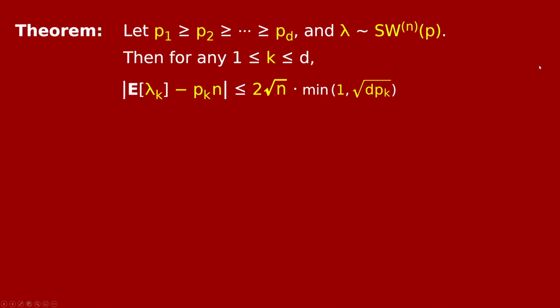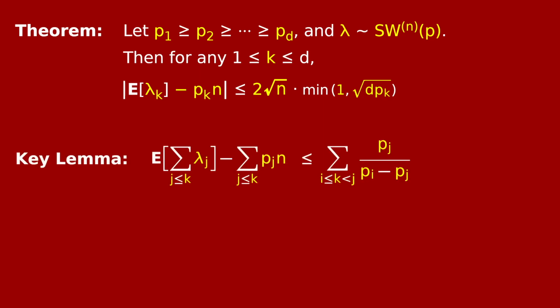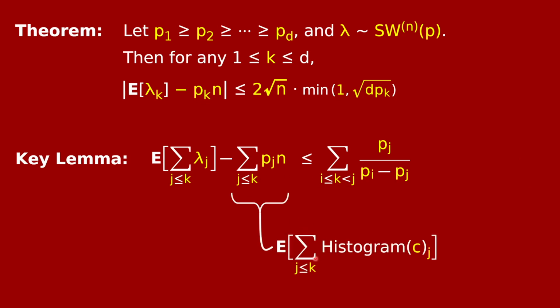Okay, so I'm going to talk about how this is proven using mainly combinatorial tools. So the key lemma is the following. It looks a little bit complicated, but it tells you about the expected value of the sum of the first k rows in lambda versus the sum of the first k target values, pj times n. And it says that the first quantity exceeds the second by something small, just this funny sum of fractions to do with the p's. And this second quantity, you can think of it as the number of boxes in the first k rows if you were to just compute the normal histogram of your card sequence C.